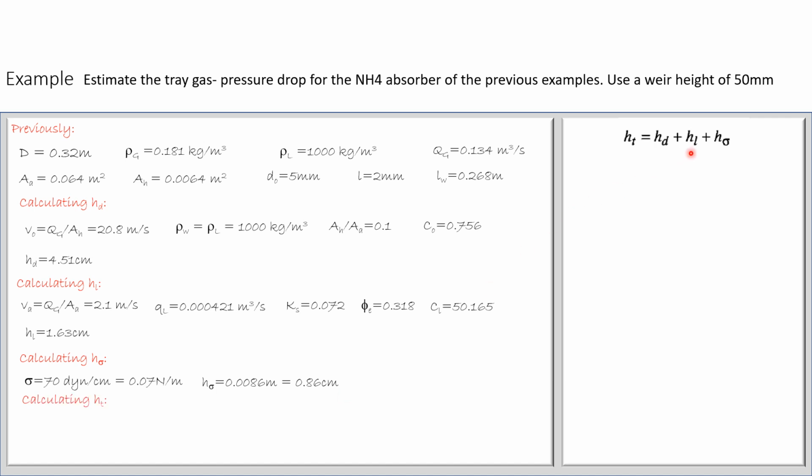So now H total is the summation of these head losses, and they're going to be equal to 6.9 centimeter of liquid, which is water, per tray. And we can convert it into Pascal per tray by multiplying rho, G, and H total. So it's going to be equal to 687 Pascal per tray, which is less than the maximum allowable pressure drop, which is 1000 Pascal, 1 kilopascal per tray, or in some references 1.2 kilopascal per tray.